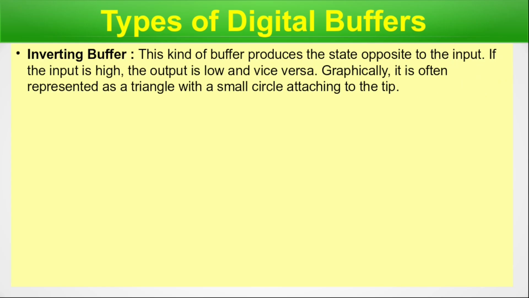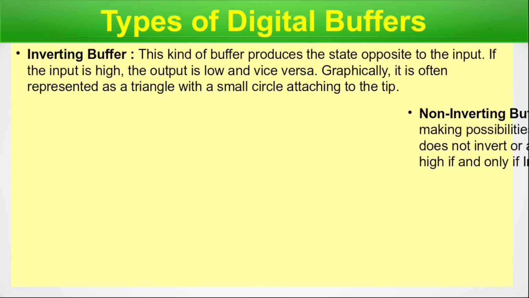Inverting buffer. This kind of buffer produces the state opposite to the input. So if the input is high, the output is low and vice versa. Graphically, it is often represented as a triangle with a small circle attached to the tip. So this is a plain inverter circuit that we use in our digital electronics.